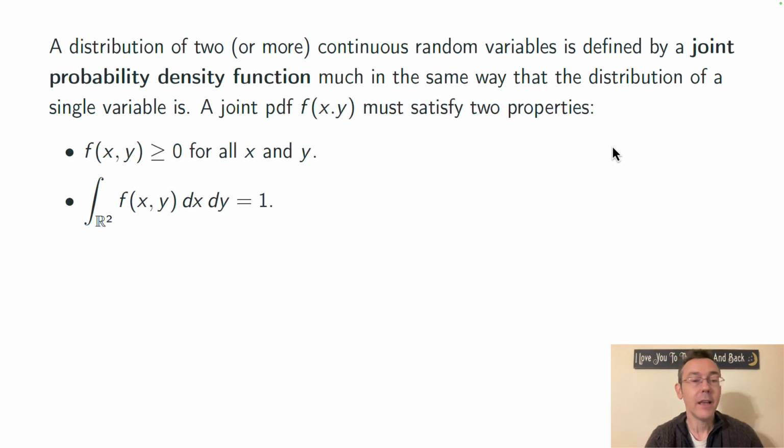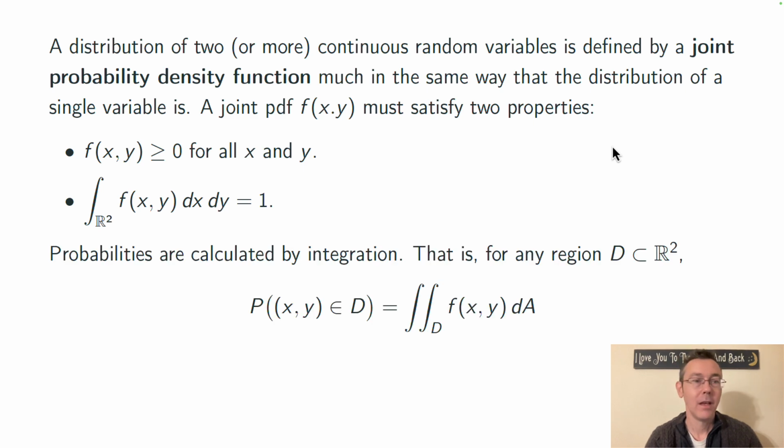A joint PDF, call it f of x comma y, has to satisfy two basic properties. First of all, it always has to be positive. Probabilities and probability densities can never be negative. And they have to integrate out to 1. So the integral over the entire real plane of f of x comma y dx dy has to be 1. And this is reflecting the basic probability idea that when you run a probability experiment, something has to happen.